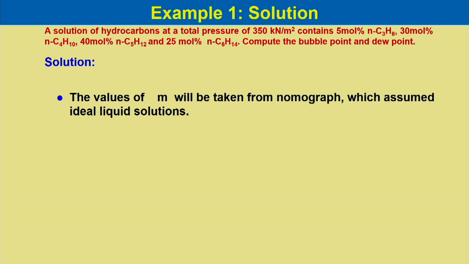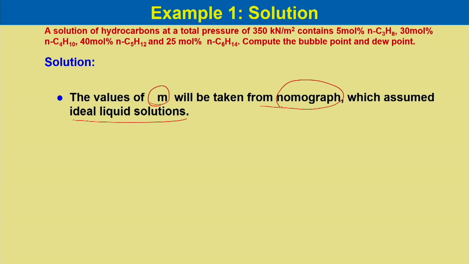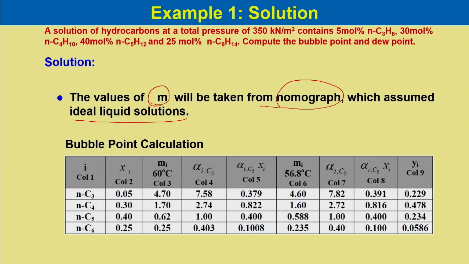The values of m, which can be taken from the nomograph, assume an ideal liquid solution. So, we have considered an ideal liquid solution, and the values of m, the distribution coefficient, can be taken from the nomograph. Now, for bubble point calculations, we will obtain a table like this and we will go step by step on how to obtain this table.